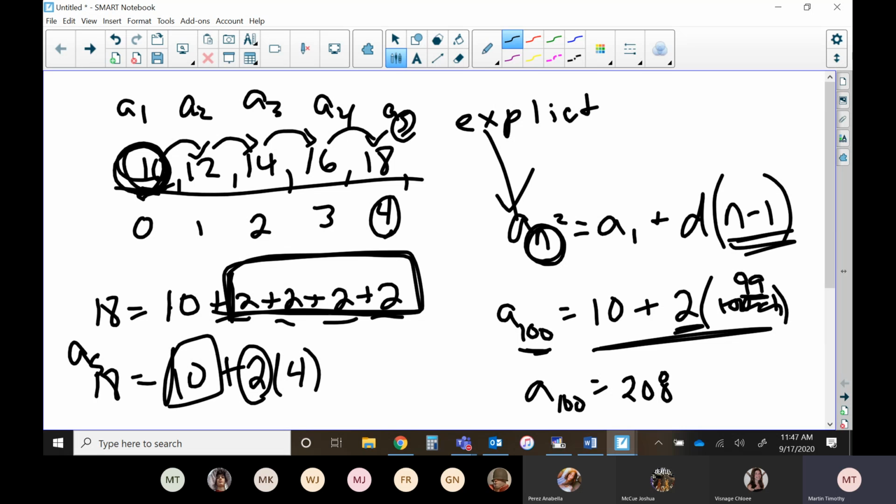Does this make sense so far? What does n stand for? N stands for whatever term I want to find. So if someone said find the 48th term, my 48 would go here. The n is whatever term I want to talk about. So how did I get that? I just plugged into the formula. I did 2 times 99 and then added 10. This will be what your homework is based on.